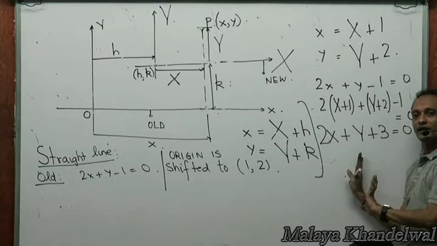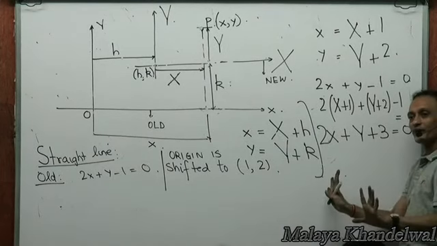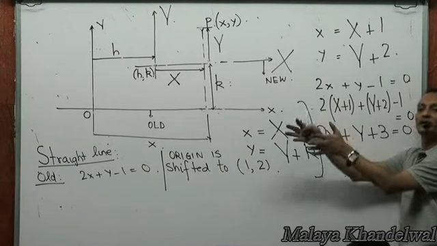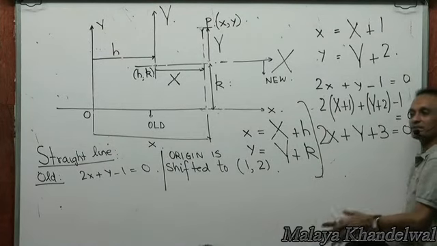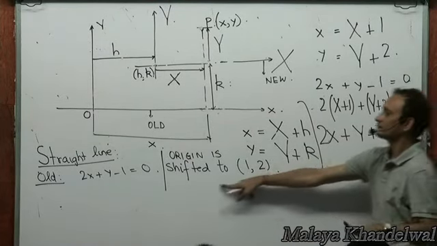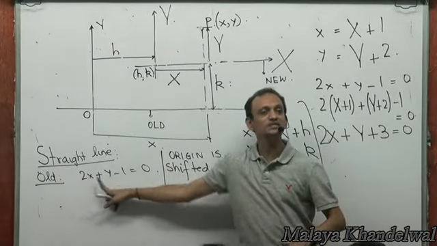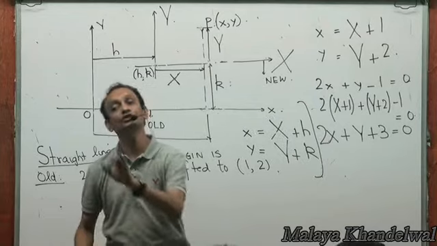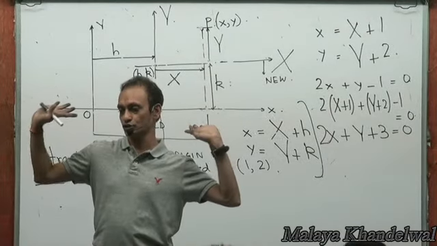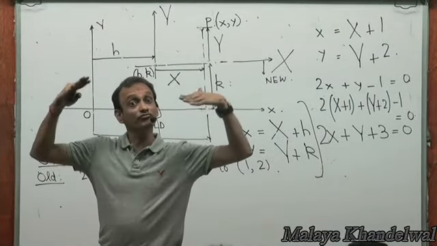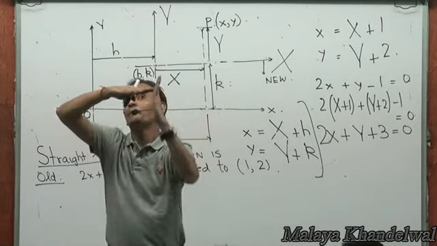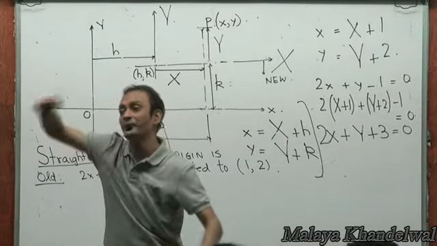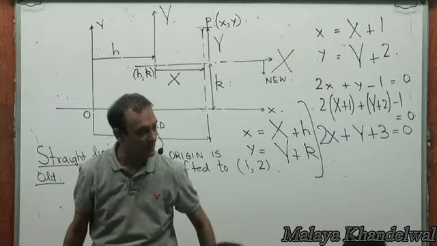Have you understood this? How to go from small xy to capital XY, the migration: small x is capital X plus h, small y is capital Y plus k, and then replace small x by capital X plus h, small y by capital Y plus k, where (h, k) is the position of the new origin referred to the old origin. Right? This is shift of origin, but maintaining the x and y axes parallel.